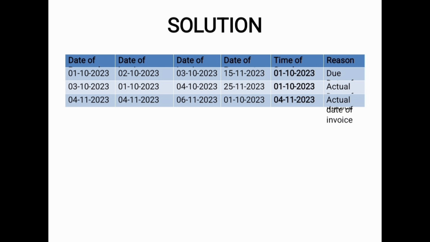Next transaction: 4 November 2023. The other date is also given, the next date being 6/11/2023, 1/10/2023. So you have to check here. Among 6 November and 4 November, you have to choose the earlier date, which is 4 November 2023. The reason is the actual date of invoice. The date of invoice and date of removal are the same, but we consider only the date of invoice.